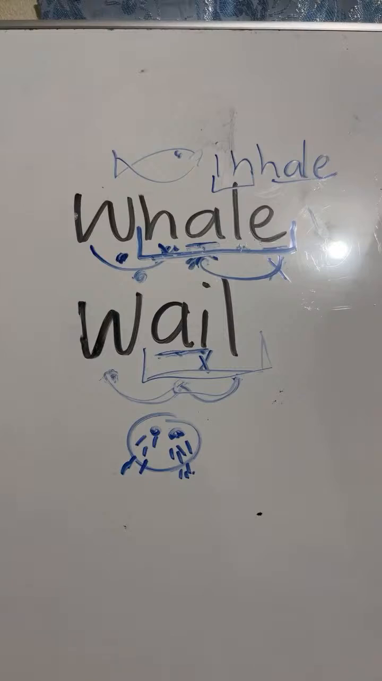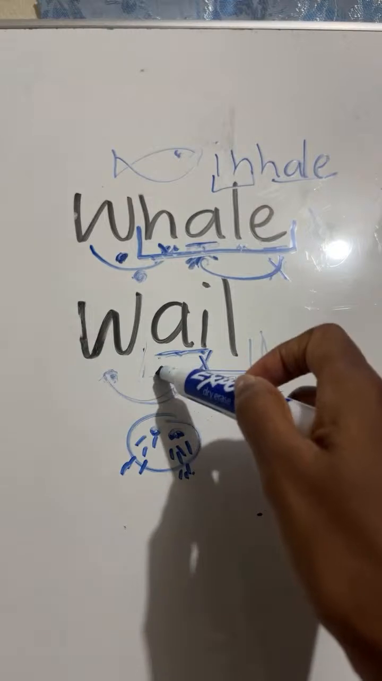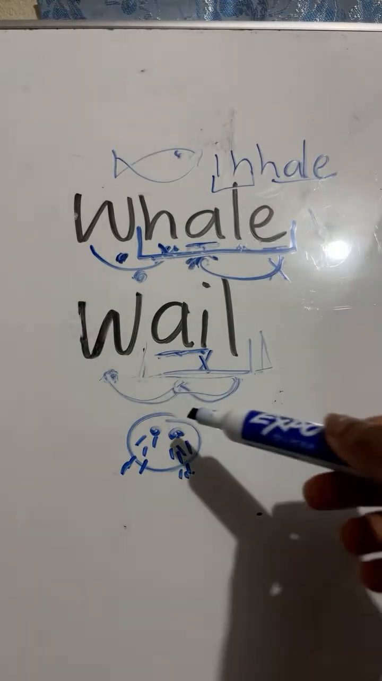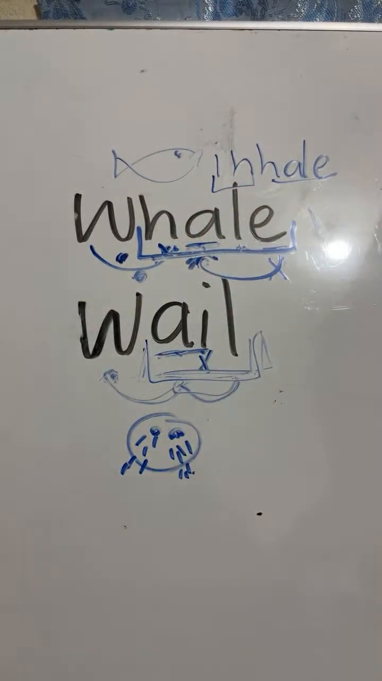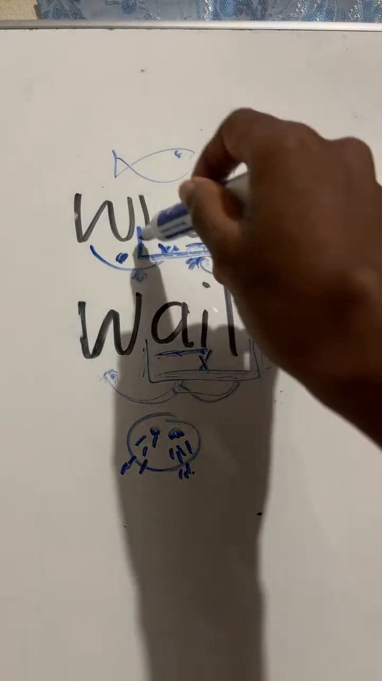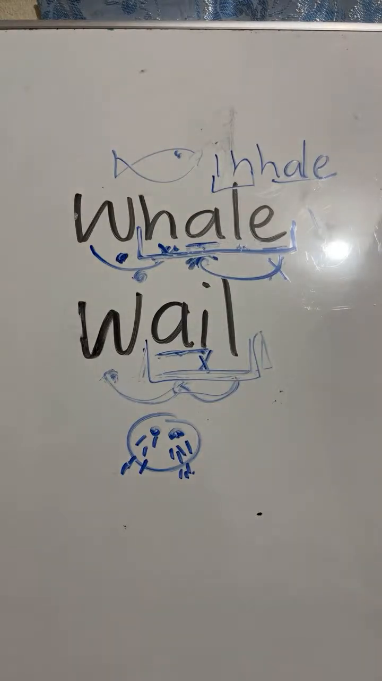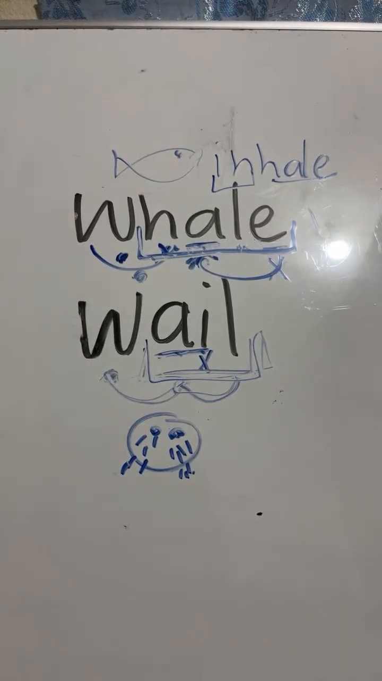So we can use that to remind us that this would be wail, crying out loud. And this one we can see ail, like when you're in pain. While for the animal whale, we see hale, like inhale, when you take in air into your body. So that's the trick in getting to know the difference between the two words.